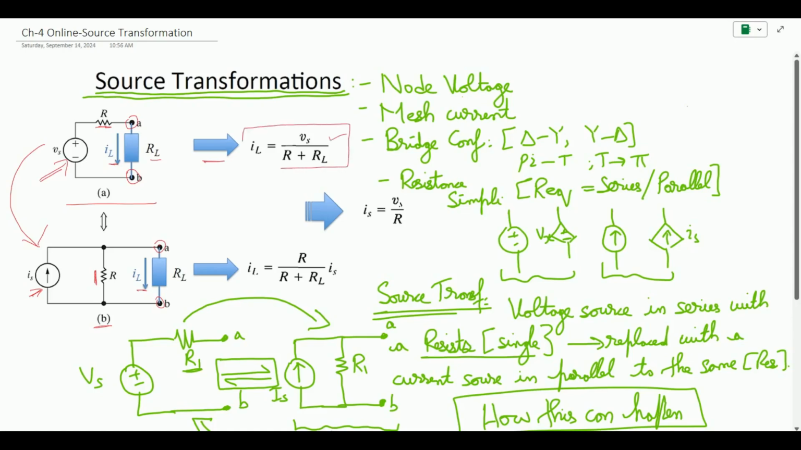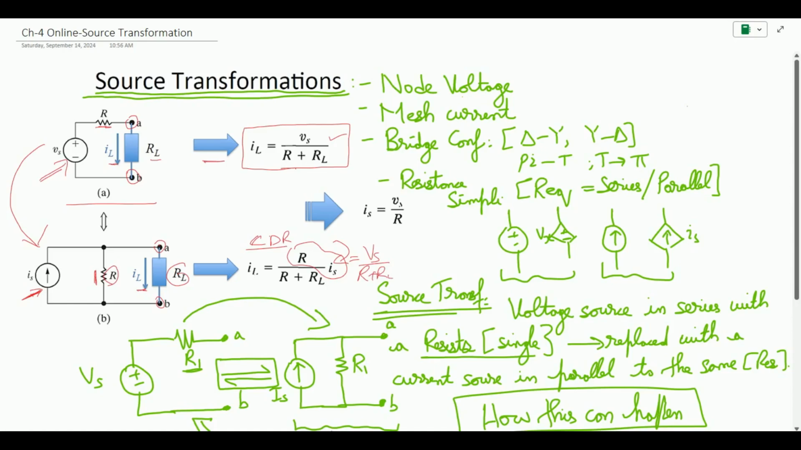So this gives IL equals Vs by R plus RL. Similarly, if I want to find the load current IL for the second image B, I can apply the current divider rule. The current divider rule gives me this equation where the unknown current IL depends upon the ratio of this resistor multiplied with the source current divided by the sum of resistors R plus RL. Now if I focus on this point, this is nothing but the voltage source divided by R plus RL.